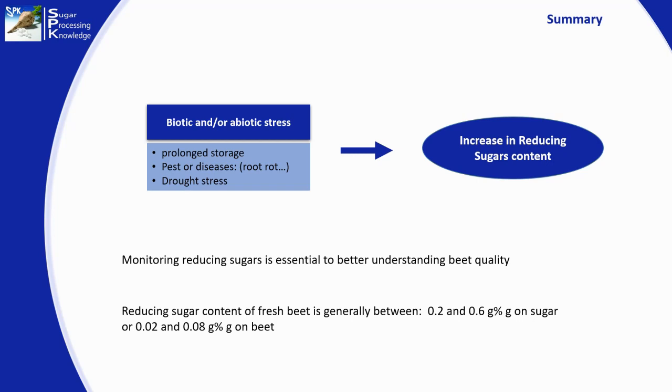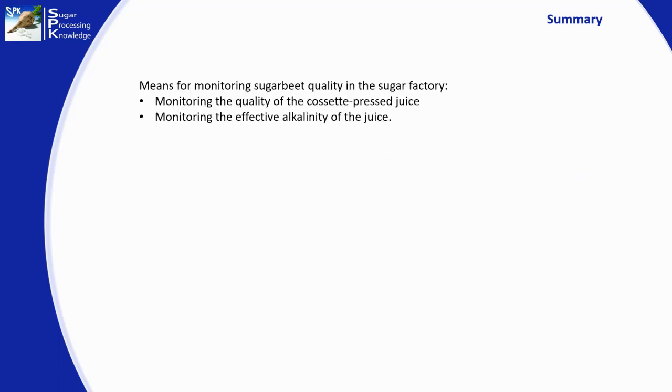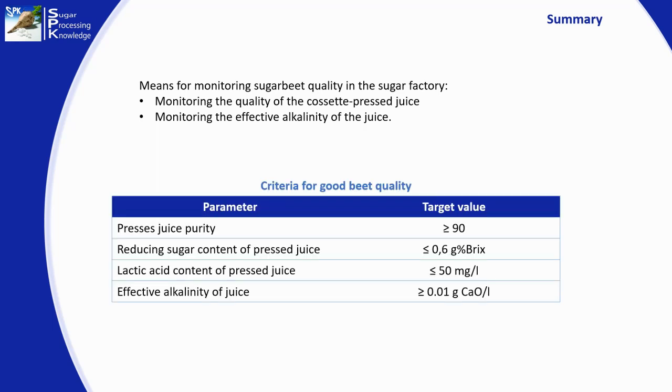Another way of monitoring and assessing the beet technological quality at the control laboratory of the sugar factory is to monitor the quality of the cossette press juice and the effective alkalinity of the clear juice. In fact, for a good quality beet, it is necessary to have a press juice purity higher than 90%, a press juice reducing sugars content lower than 0.6 grams % Brix, a press juice lactic acid content lower than 50 mg per liter and effective alkalinity of the juice higher than 0.01 grams of CaO per liter.